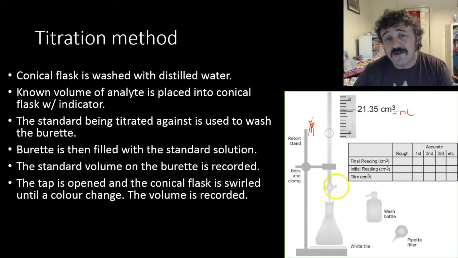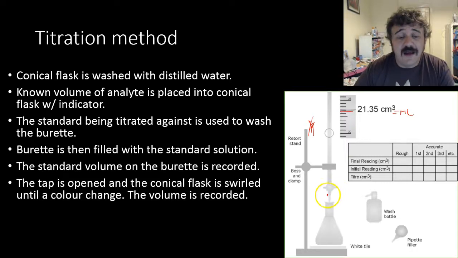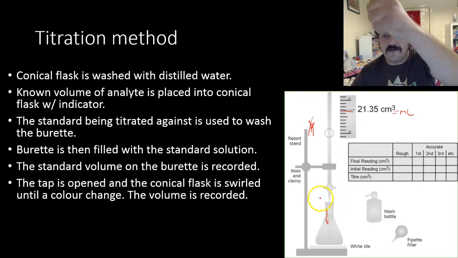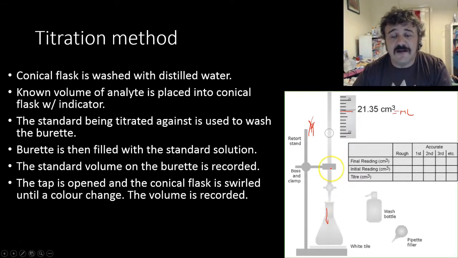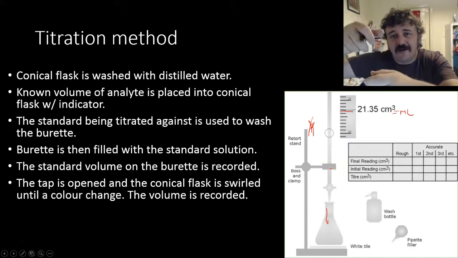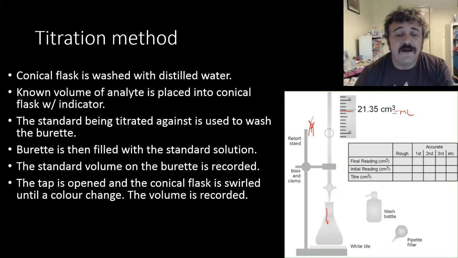The tap or stopcock is opened and it pours into the conical flask here, and we swirl the conical flask like this while we're doing it, and turn. So we turn with one hand, swirl with the other, and eventually the color will change. We then turn it straight off and we record the volume change. Okay, that's our rough titre.